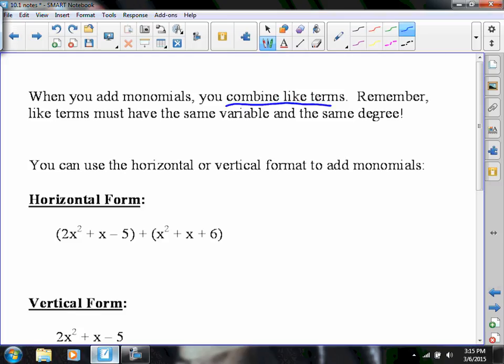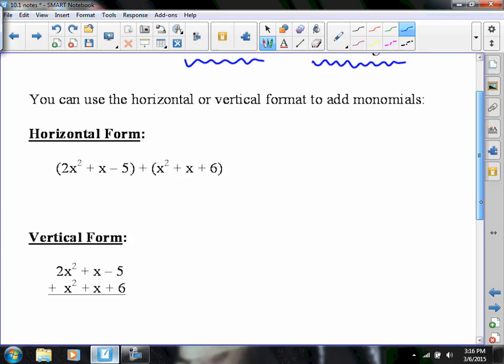So all of your x squareds you're going to combine together. All of your x's will combine together. All of your numbers will combine together. But you have to have the same variable and the same degree. So you might have an x squared and an x. Now they both have x's in them, but one of them has 2 x's because it's x squared. So they have to not only be the same variable, but they have to be the same degree. They have to have the same exponent if you're going to combine them. And when we combine them, we combine the numbers out front of the variable.